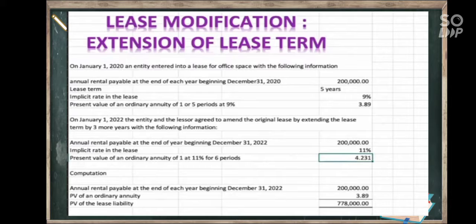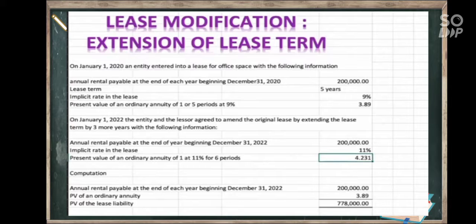Annual rental payable at the end of each year beginning December 31, 2020 is 200,000. Lease term is 5 years. Implicit rate in the lease is 9%. Present value of an ordinary annuity of 1 for 5 periods at 9% is 3.89.